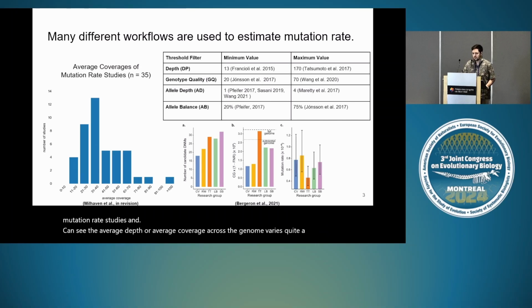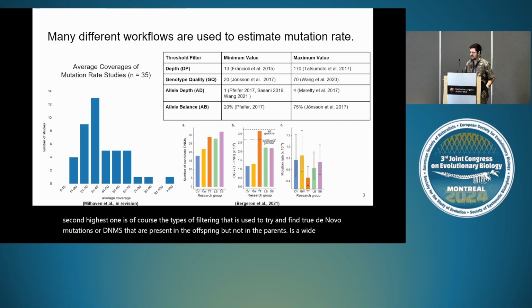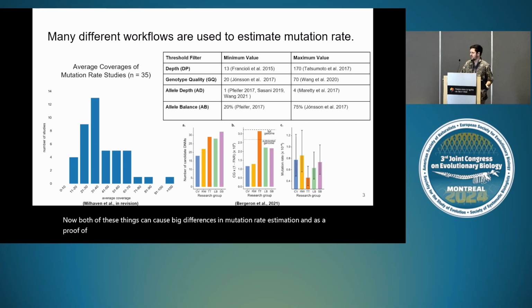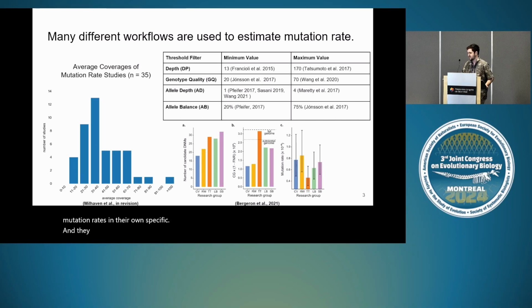The second is, of course, the types of filtering that are used to try and find true de novo mutations, or DNMs, that are present in the offspring but not in the parents. There's a wide variety. Now, both of these things can cause big differences in mutation rate estimation, and as a proof of concept, there was a study published in 2021 where 5 different research groups looked at the same data set and tried to estimate mutation rates in their own specific pipeline, and they got 5 different answers. And the highest and lowest resulted in a twofold difference in mutation rate.